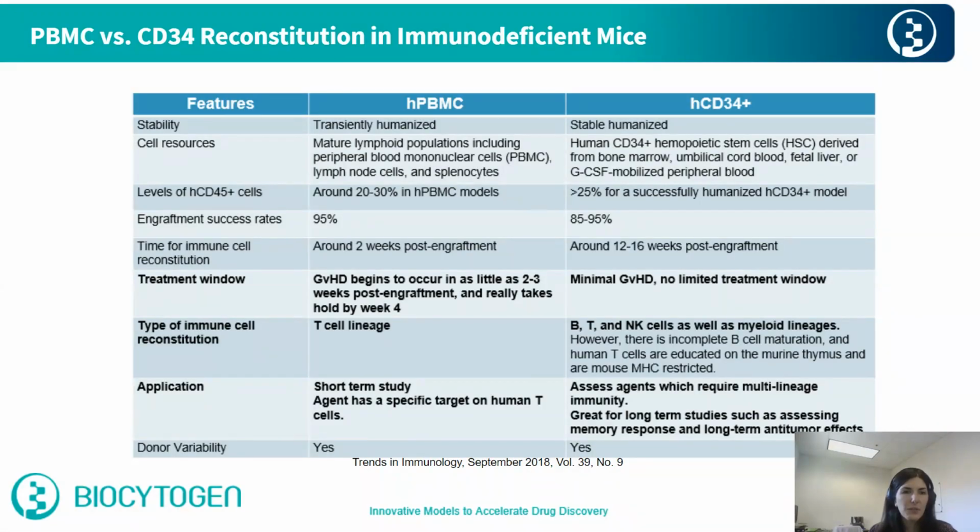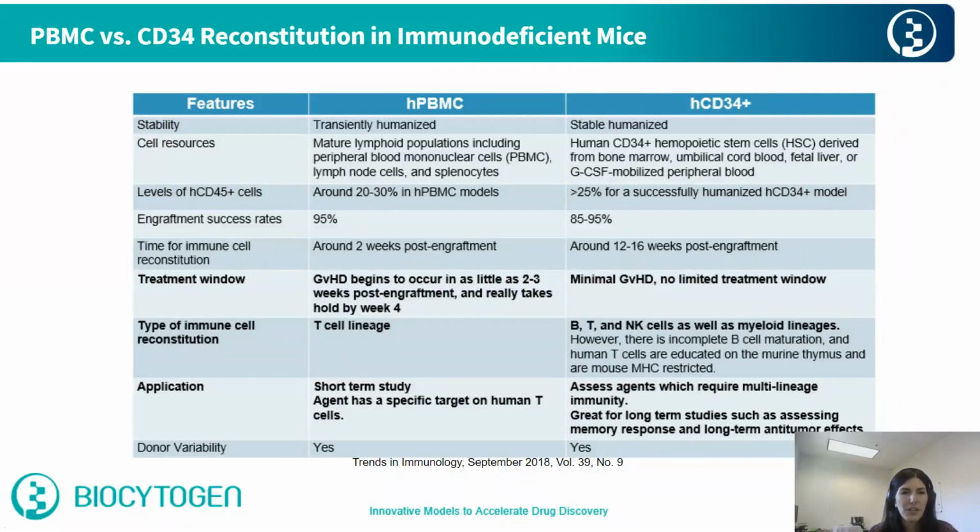So to provide a brief recap of the relative advantages and disadvantages of PBMC versus CD34 positive HSC reconstitution in immunodeficient mice, this chart, I think, provides a very nice summary. So the human PBMC engraftment is more of a transiently humanized model with overall lower levels of CD45 positive cells engrafting, with 20 to 30% of the total CD45 population listed here in the chart. And this occurs rapidly over a period of about 2 weeks.